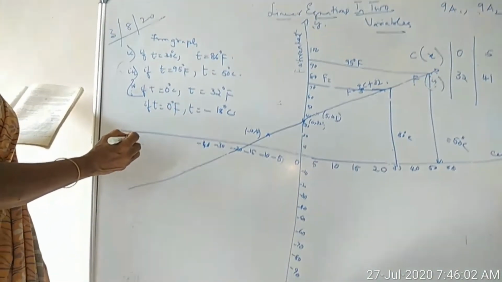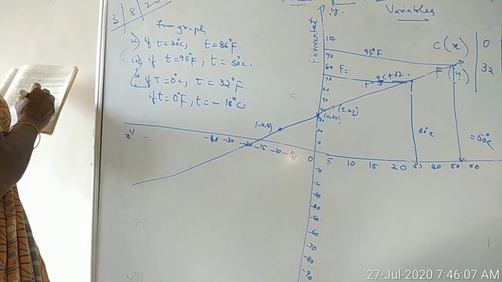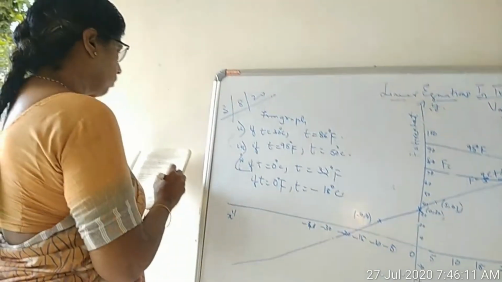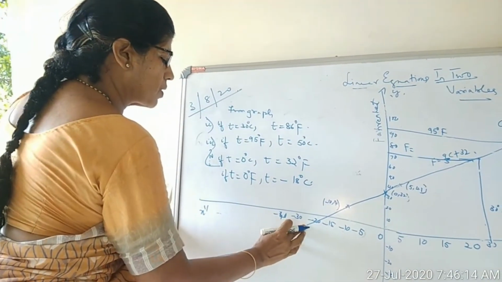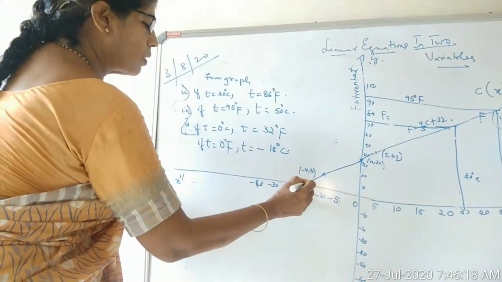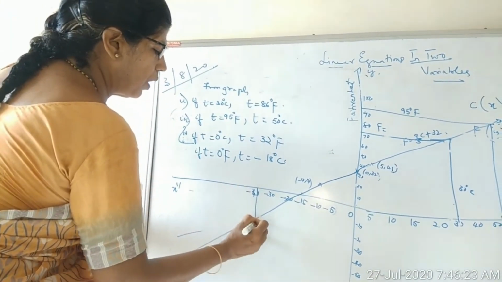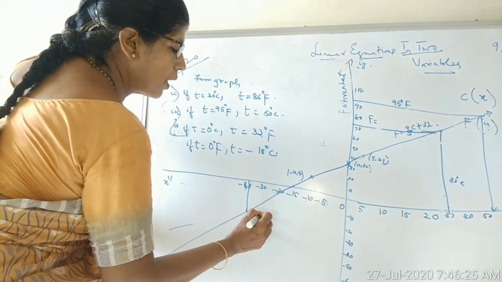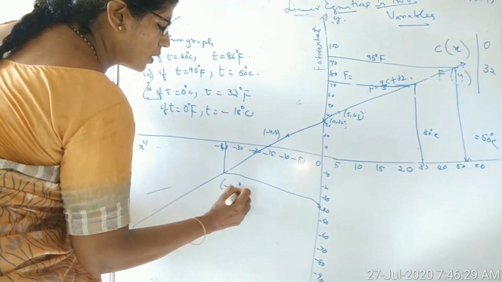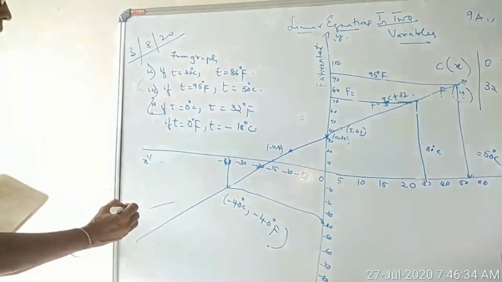Third bit, at what temperature is it numerically the same in both Fahrenheit and Celsius? At what temperature are both the same? That means both the x-axis and y-axis will touch at minus 40 degrees centigrade and minus 40 degrees Fahrenheit.